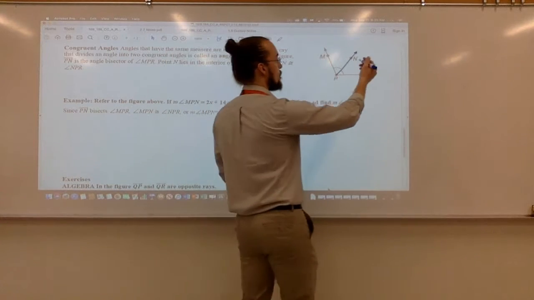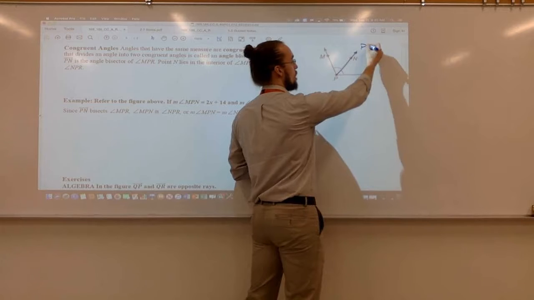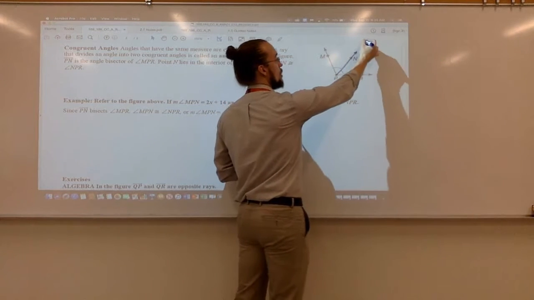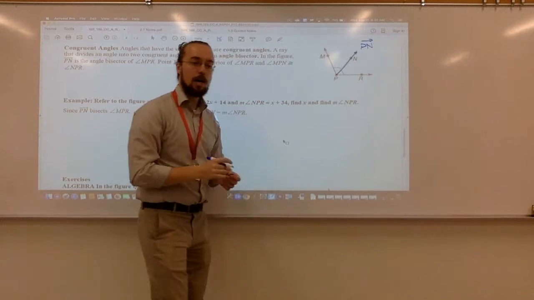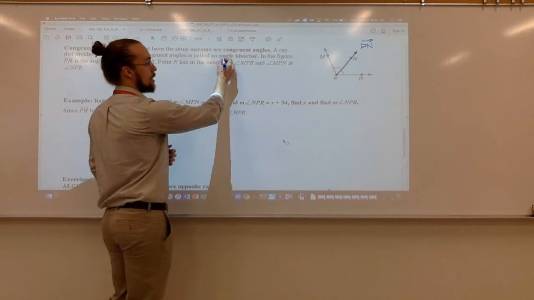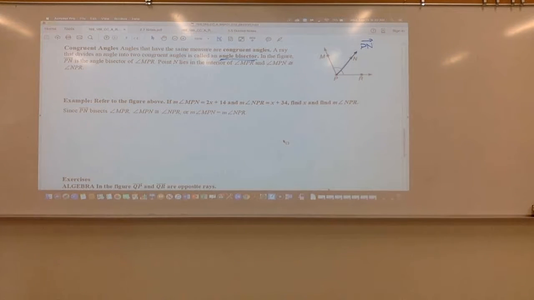Just for notation again, that we talked about yesterday, remember to denote a ray, we start at the endpoint, and then pick another point on there, and then put a line with one arrow over top, so that would be naming ray PN here. We're saying that is the bisector, the angle bisector. So that's the big vocab word for today, angle bisector of this angle. It means it cuts it exactly in half.